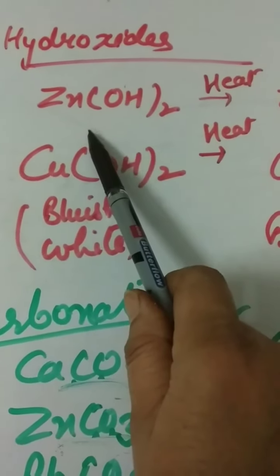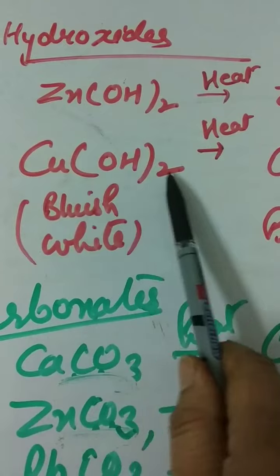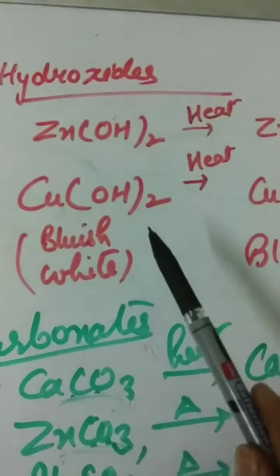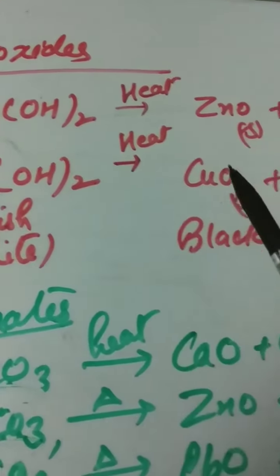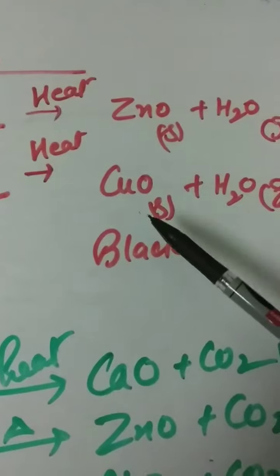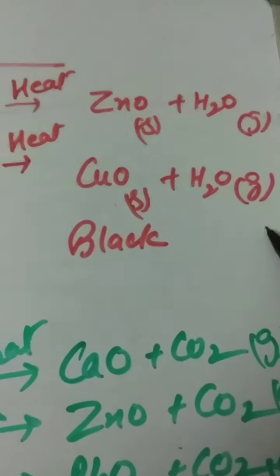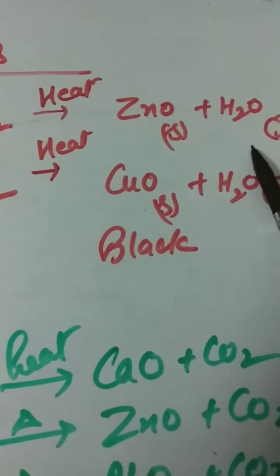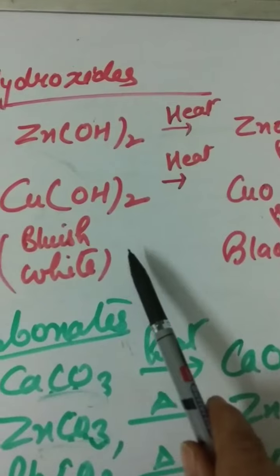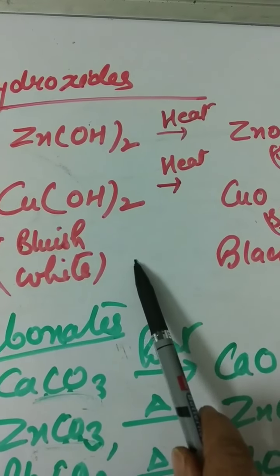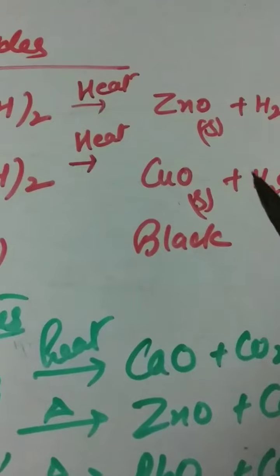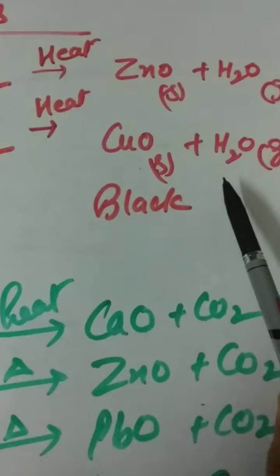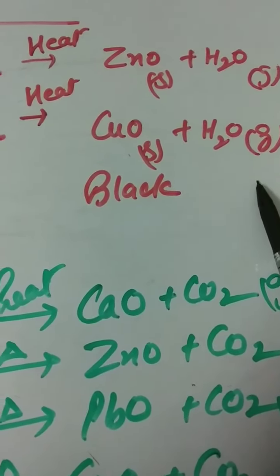Hydroxides like zinc hydroxide and copper hydroxide, which is bluish white in color, when they undergo thermal decomposition, meaning when we heat these hydroxides, they form metal or non-metal oxides and water in gaseous form. Zinc hydroxide, when heated, forms zinc oxide in solid form and water as steam or gas. Similarly, copper hydroxide, which is bluish white in color, undergoes thermal decomposition and forms copper oxide, which is black in color, and water is released in gaseous form.